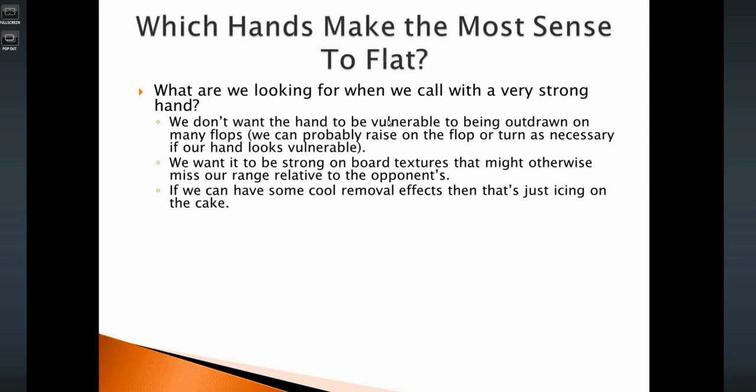Removal effects tend to be overrated in general as ranges are wide, but as ranges get really, really narrow, they start to be really, really awesome. So for example, blocking the nut flush on the river, that's a huge deal. Removing an ace pre-flop, it's nice, but it's not really anything I'm going to go out of my way for.